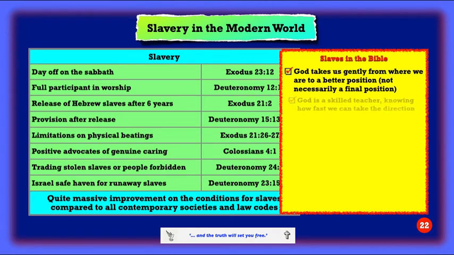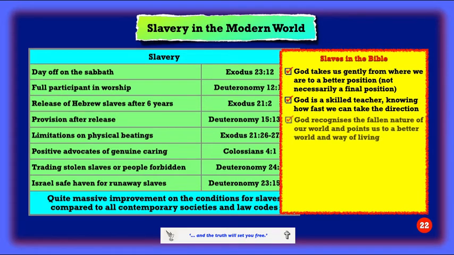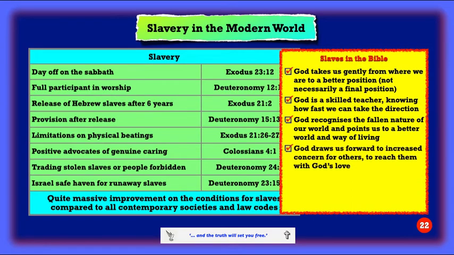God takes us gently from where we are to a better position, and he does it with skill. He knows the reality of our situation. He knows that the world around is fallen. There's so much evil around, but he's pointing us always forward to a better way of living. Treat others with respect. That's a reflection of the love of God.